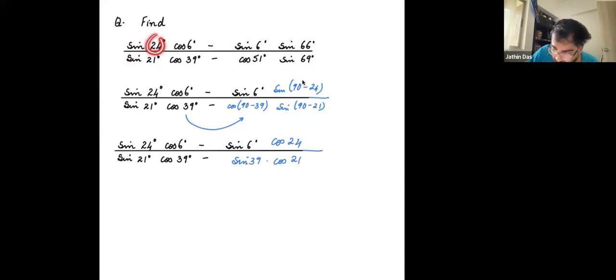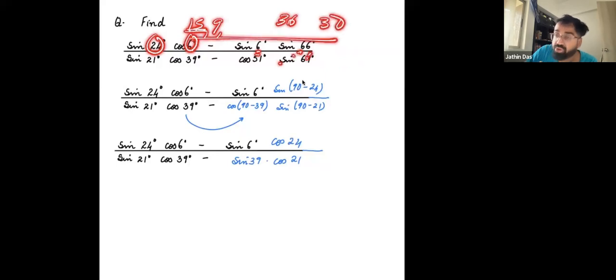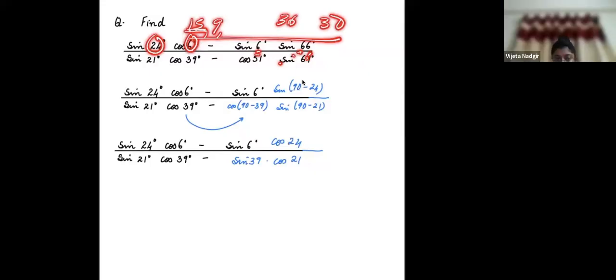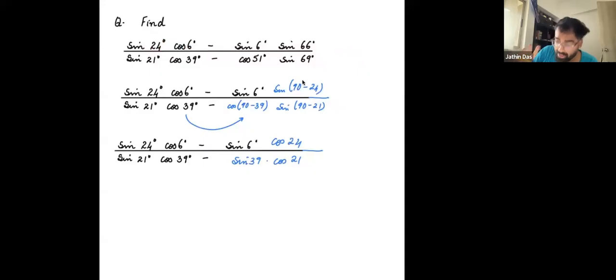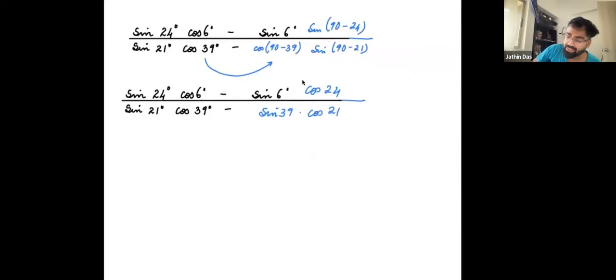Because here what happened? 24 plus 6 is 30, so 15. The difference is 18, so that will be 9. The addition is 72 by 2, 36 will come. And the difference is 60, so 30. See, you're getting all 4 different numbers. Nothing will cancel. You understood why I put 2? You understood what I told you now? Yes. So here the formula is direct. Simple.